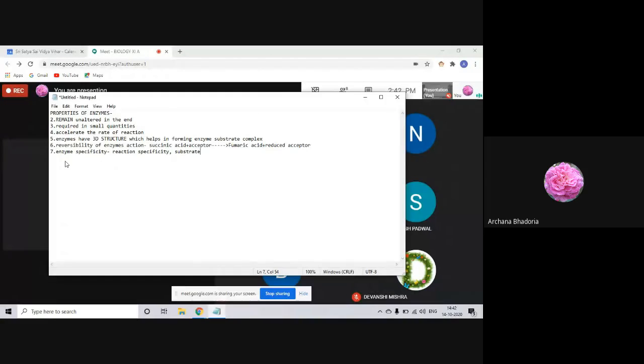If an enzyme is helping in a particular oxidation, then that will help in oxidation only. So that is known as reaction specificity. And then substrate specificity means that it will carry out the reaction which involves a particular substrate. Then you can write down group specificity. Different functional groups are there. If an enzyme joins and breaks a functional group, it will act on that particular functional group. So we say group specificity, substrate as well as group specificity.